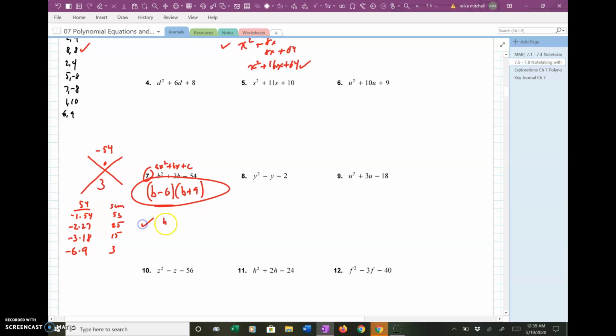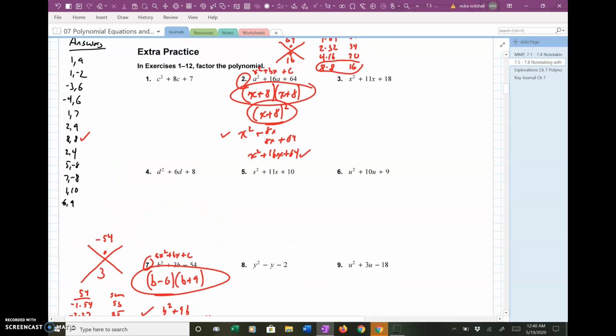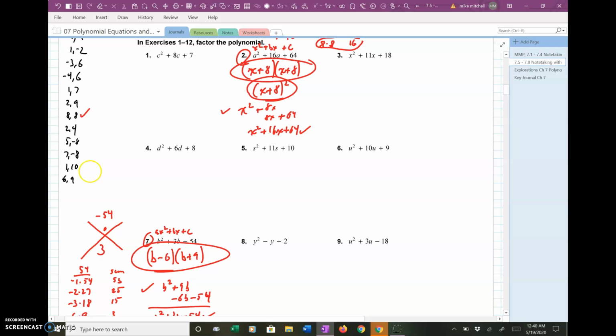Let's check it really quick. B squared, b times b first. Outer terms is plus 9b. Inner terms minus 6b. Last terms minus 54. That's b squared plus 3b minus 54. That checks out. There's our answer. And we can see that negative 69, right down at the bottom there. There's our negative 69.